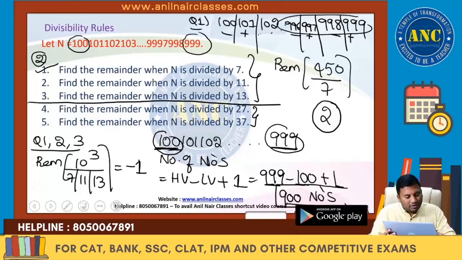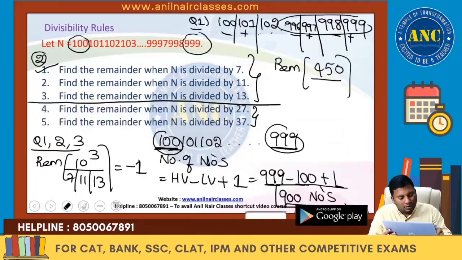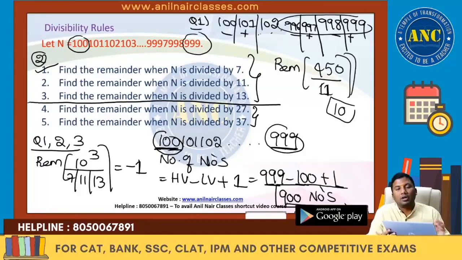Second idea: just a small change and I will get the answer. Second one, 450 divided by 11. 11 fours are 44, remainder 10. So the second answer is 10. 450 divided by 11 gives remainder minus 1, because 451 is divisible by 11. Negative remainder minus 1, positive remainder 10.